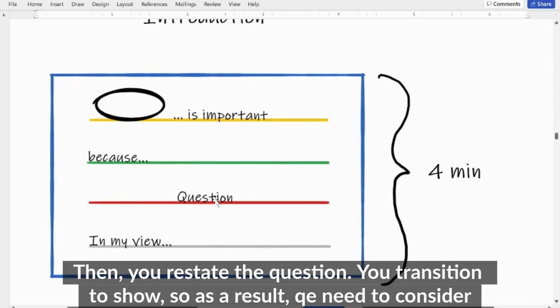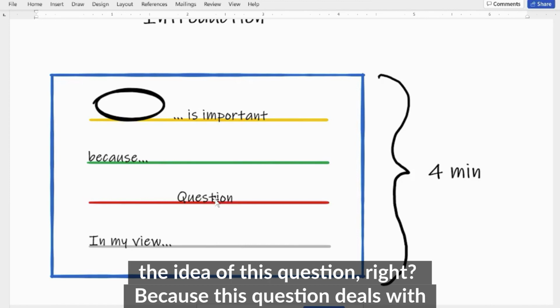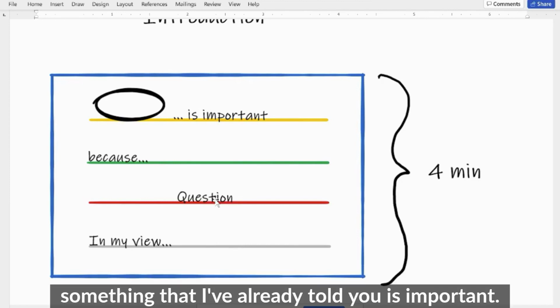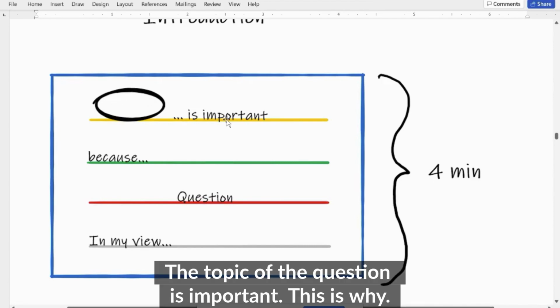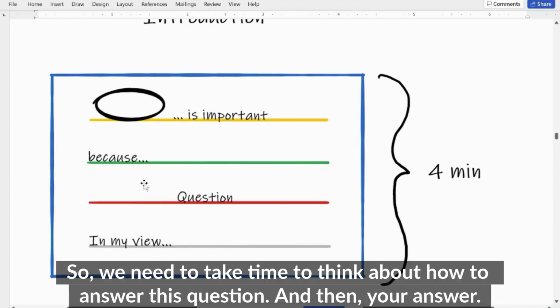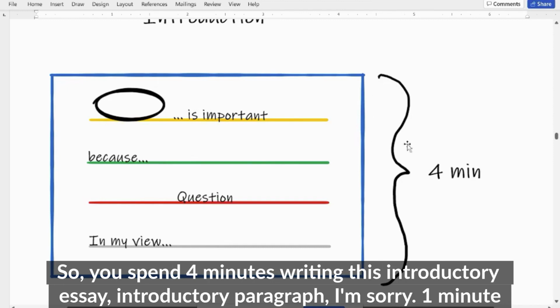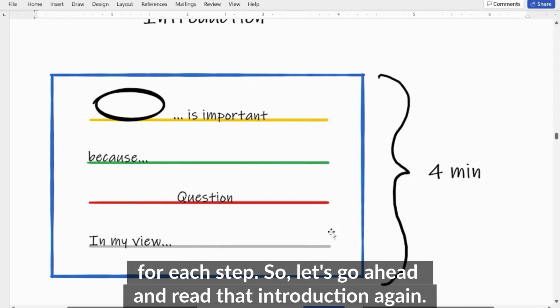Then you restate the question. You transition to show, so as a result, we need to consider the idea of this question, right? Because this question deals with something that I've already told you is important. The topic of the question is important. This is why. So we need to take time to think about how to answer this question. And then your answer. So you spend 4 minutes writing this introductory paragraph, 1 minute for each step.